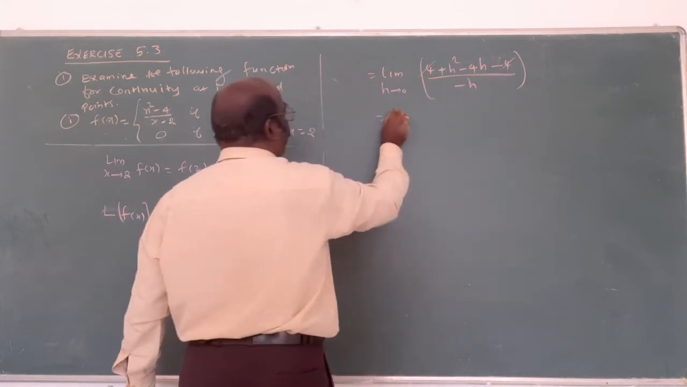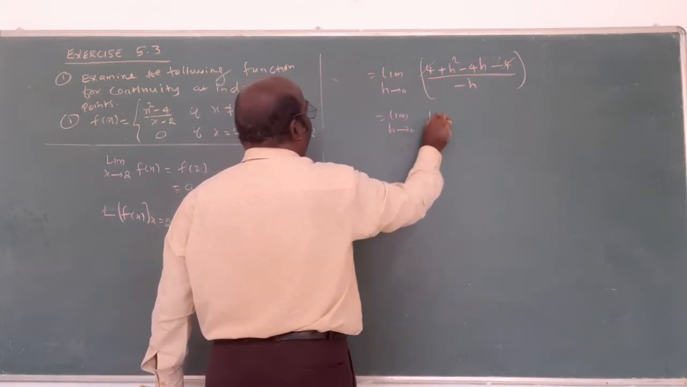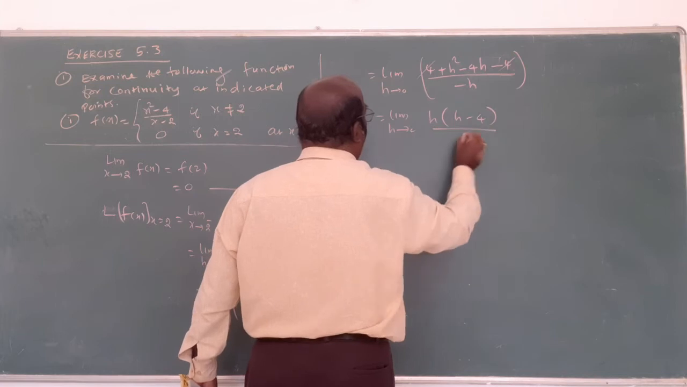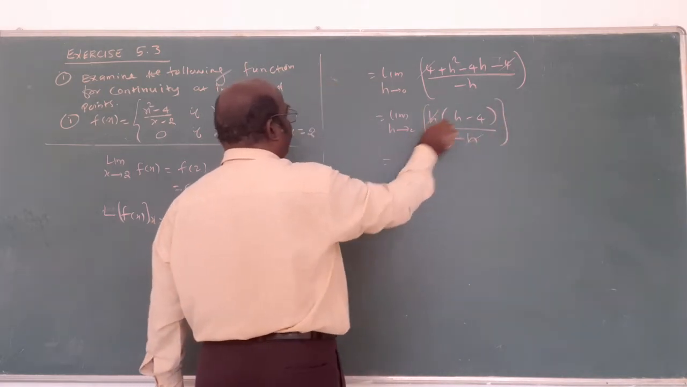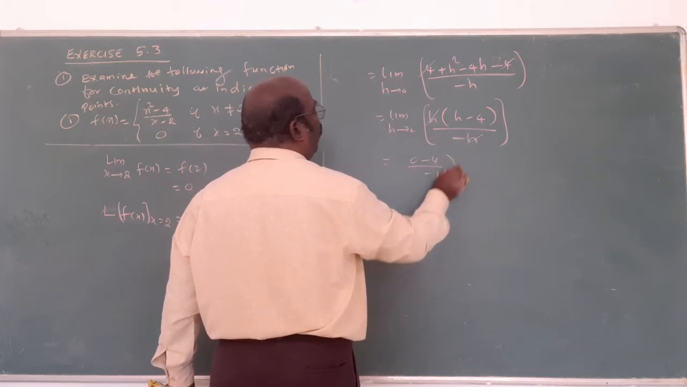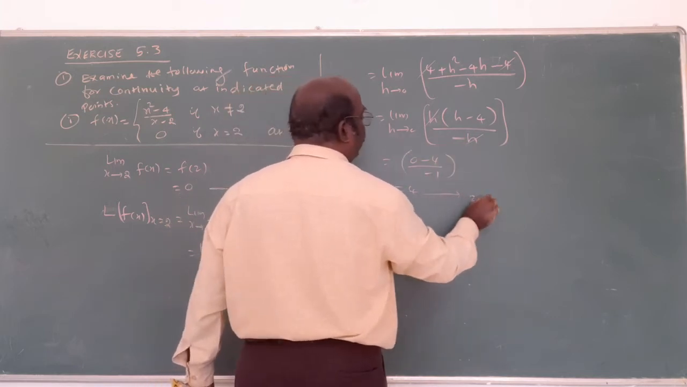Am I right? In the numerator, what is common? h is common. h minus 4 by minus x. This will be cancelled. Now replace x by 0. 0 minus 4 by minus 1. That is 4. The second answer.